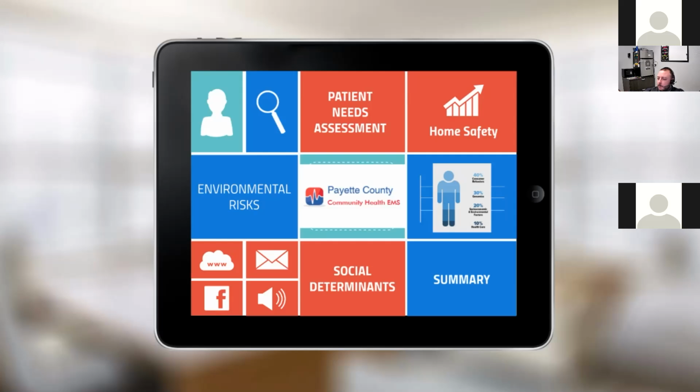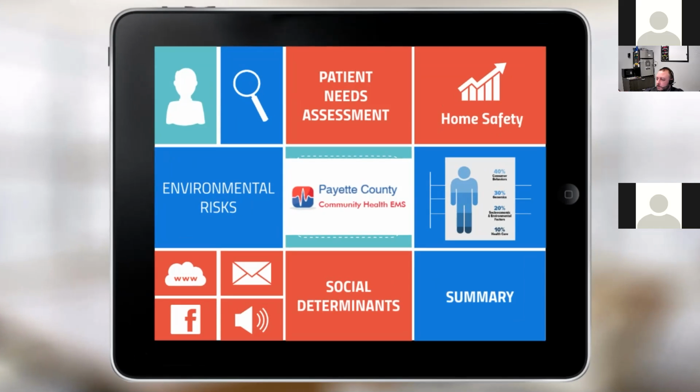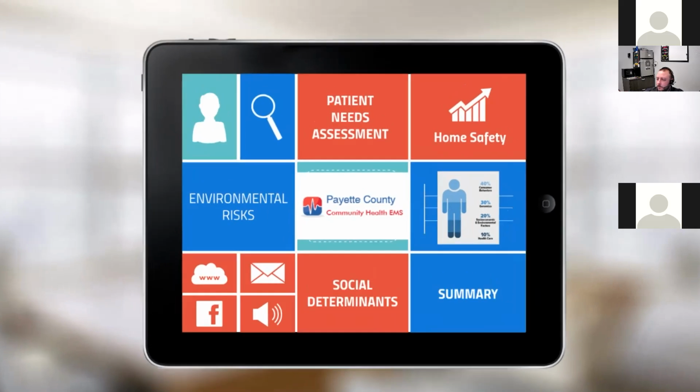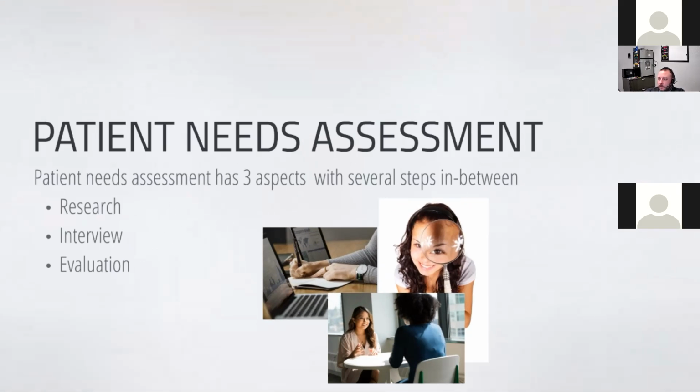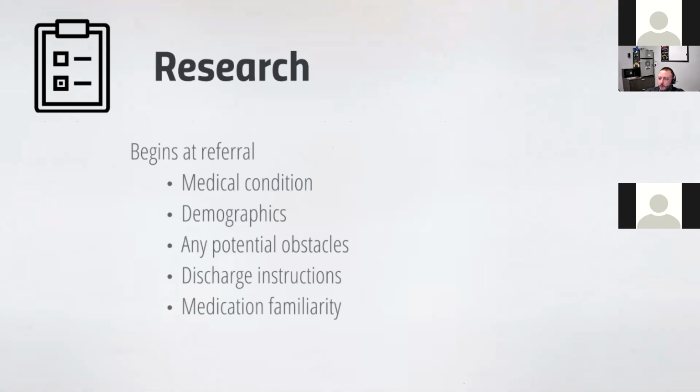So jumping right in here, if my button will click and let us do anything. There we go. A patient needs assessment is basically the assessment that we actually perform on the patient. It's not just the physical assessment, it's an overall assessment. They kind of have 3 steps involved with that patient assessment: some research, some interview, and then evaluation. When we do research, we kind of need to start at the referral source itself.